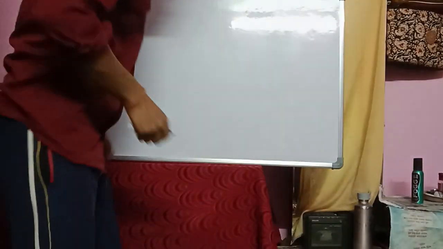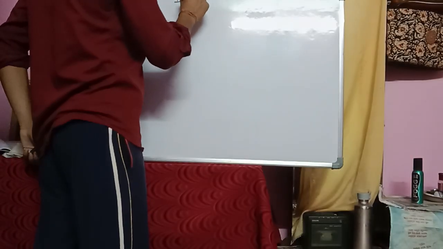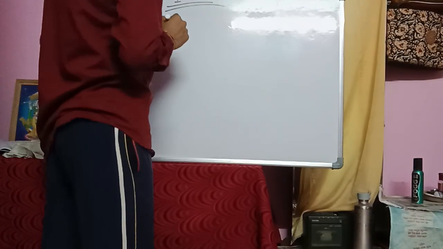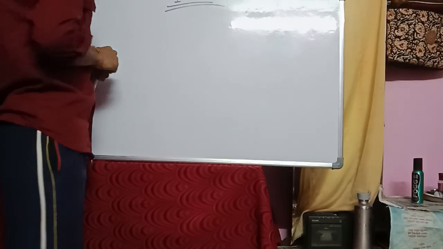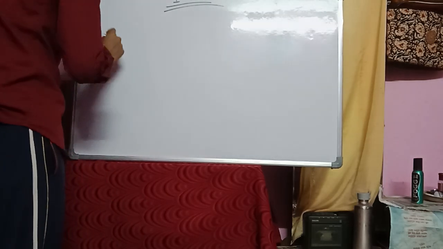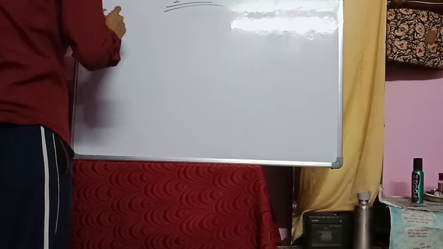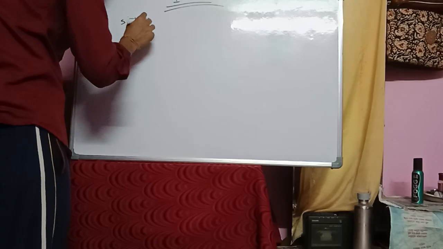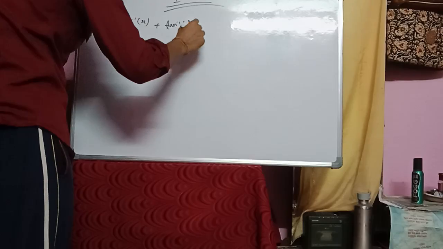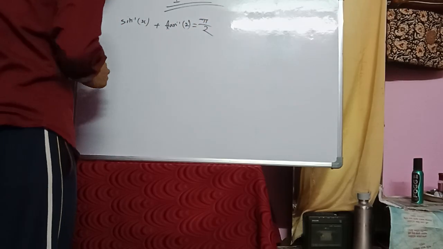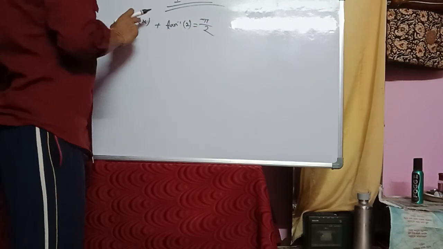Today we are once again continuing our inverse trigonometric series, and we will be focusing on solving a few problems. The first problem says that sin inverse of x plus tan inverse of 2 is 5π over 2. Now it's asking us what is the value of x here.